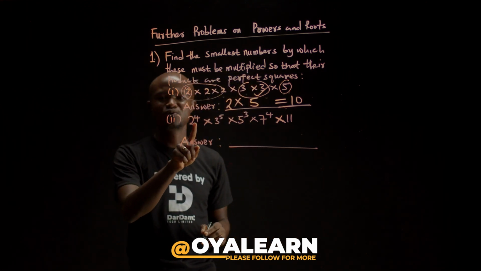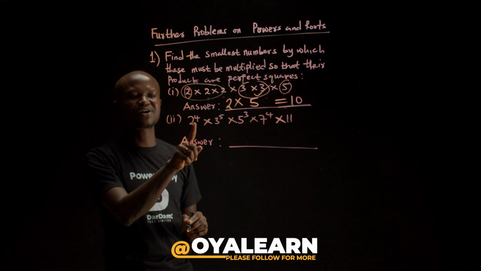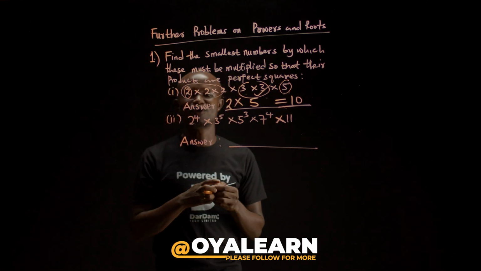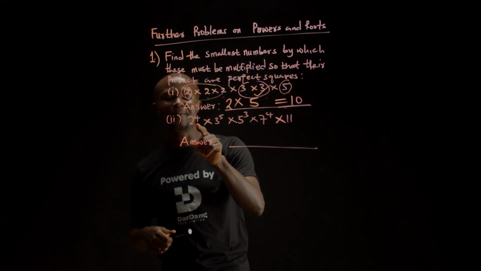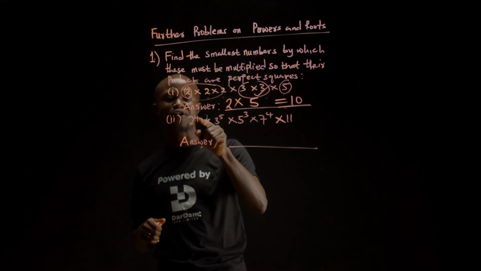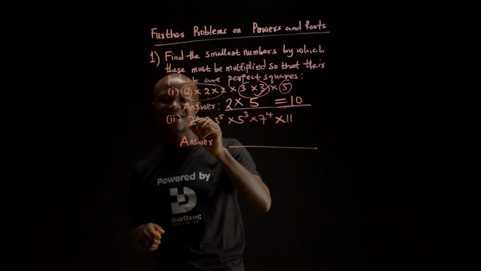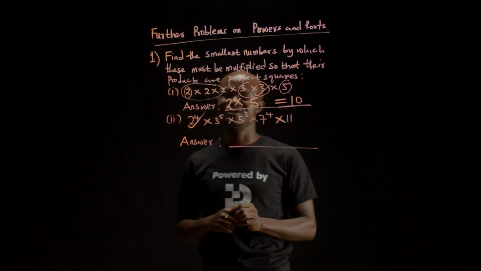Now for this, look at, these are expressed in index form. That is the second question. 2 raised to the power of 4. This one is raised to the power of 4, which is an even number. This is good. We are good to go with this one.